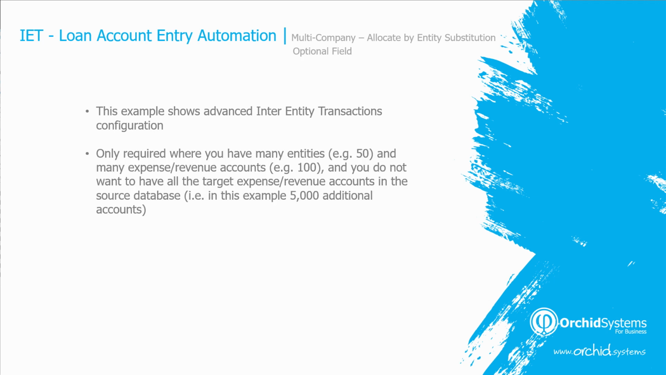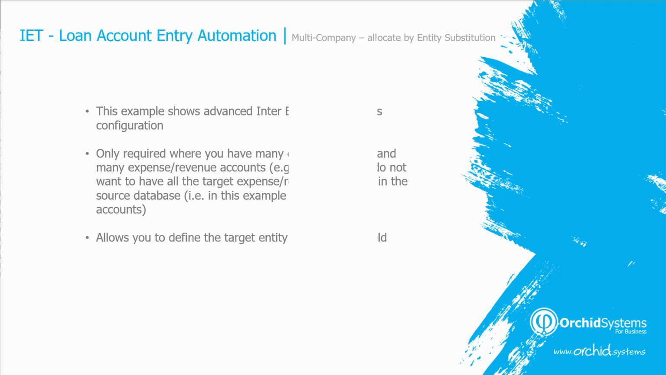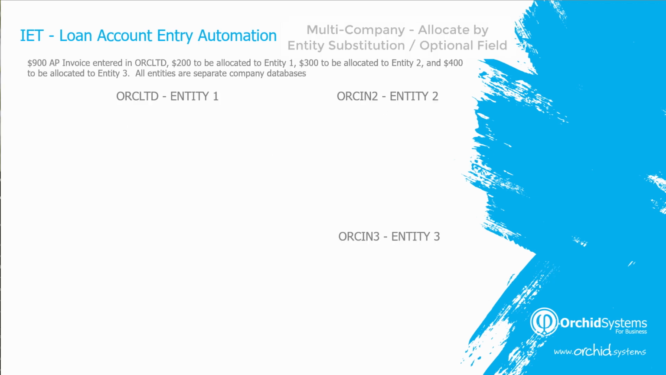It is only required when you have many entities and many expense and revenue accounts, and you do not want to have all the target expense and revenue accounts in the source database. It allows you to define the target entity in an optional field. We're going to raise a $900 AP invoice in Orc Limited. $200 will be allocated to entity 1, $300 to entity 2, and $400 to entity 3.